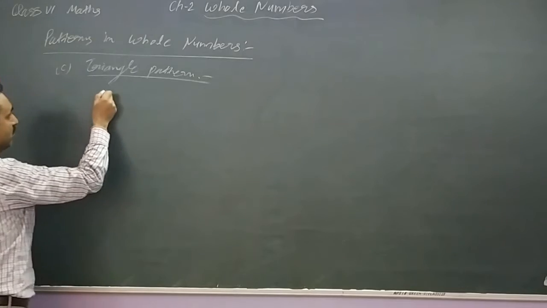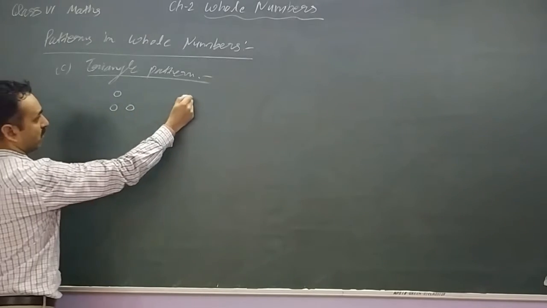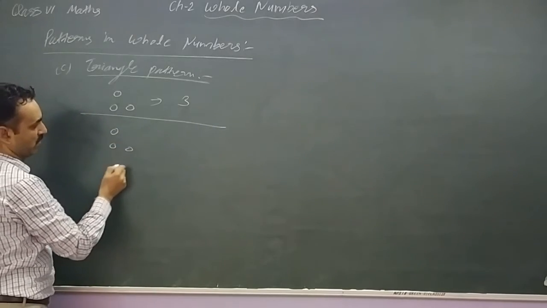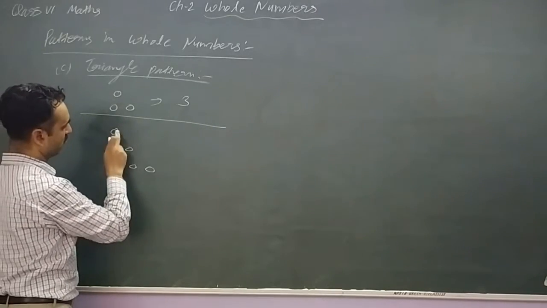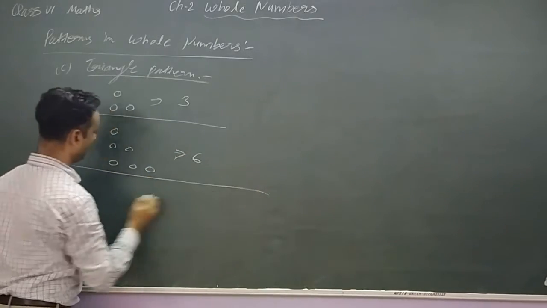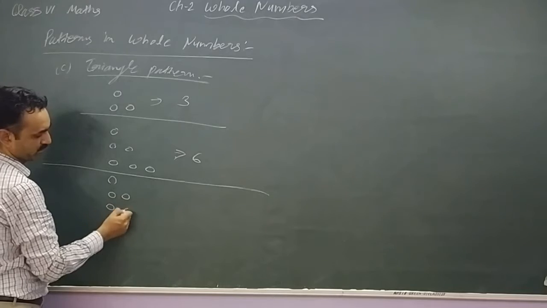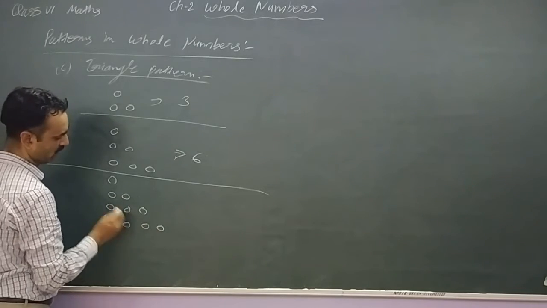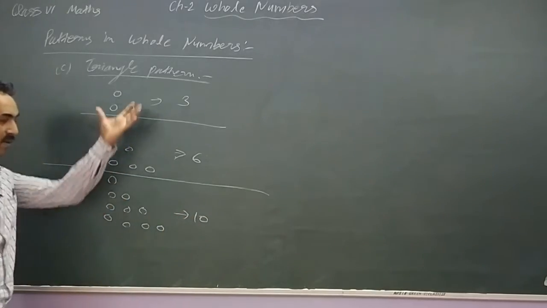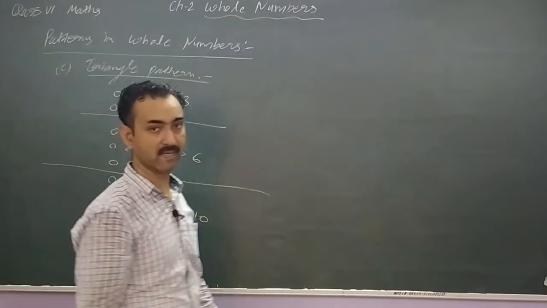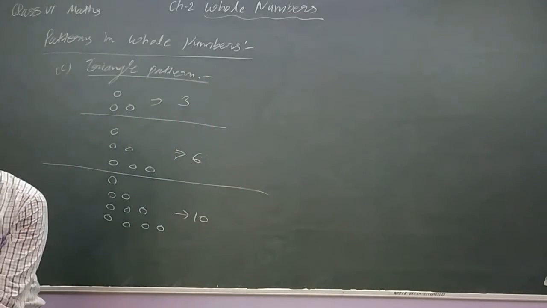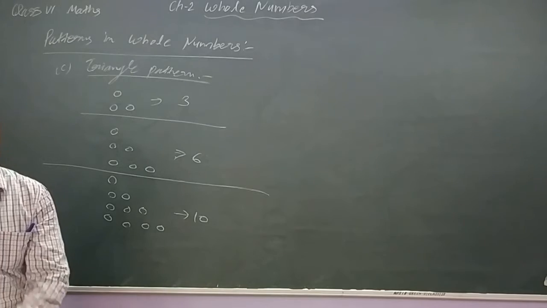In the triangle pattern, suppose 1, 2, 3. So the first number is 3. If we increase this pattern like this, 1, 2, 3, 4, 5, 6, the second number is 6. If we increase more, 1, 2, 3, 4, 5, 6, 7, 8, 9, 10. So we can understand which numbers can be represented in the triangular pattern. So these are the geometrical patterns.